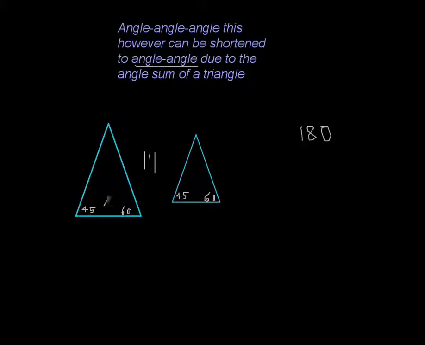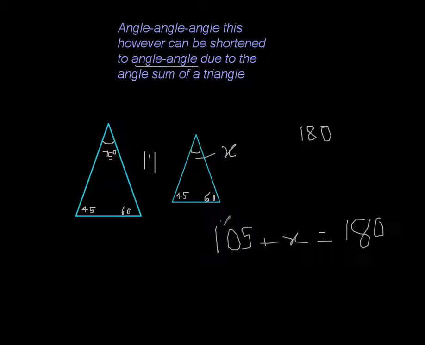How can we tell? Well, from the angle sum theorem of a triangle, we can tell that this angle is going to be 75 degrees, and this angle here, if we work out, that's 105, plus, let's call that x. 105 plus x equals 180. Subtracting 105 from both sides, x equals 75. So that x is going to be 75.